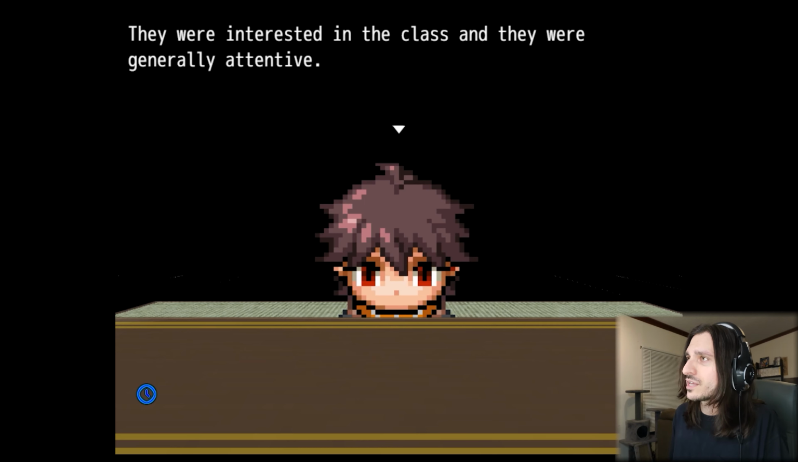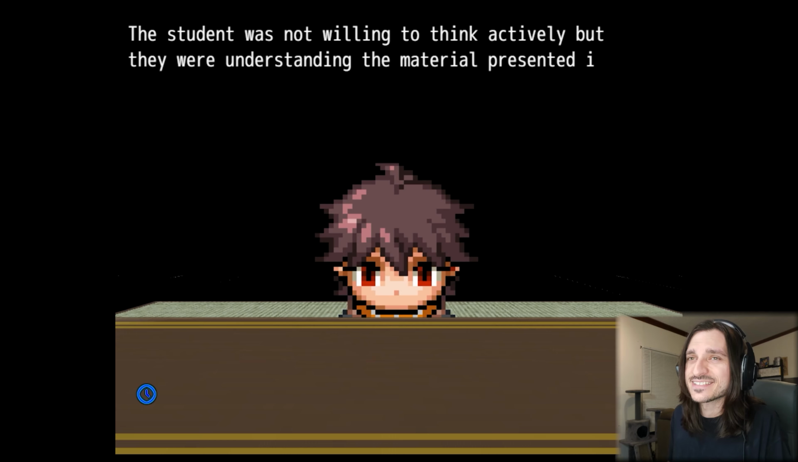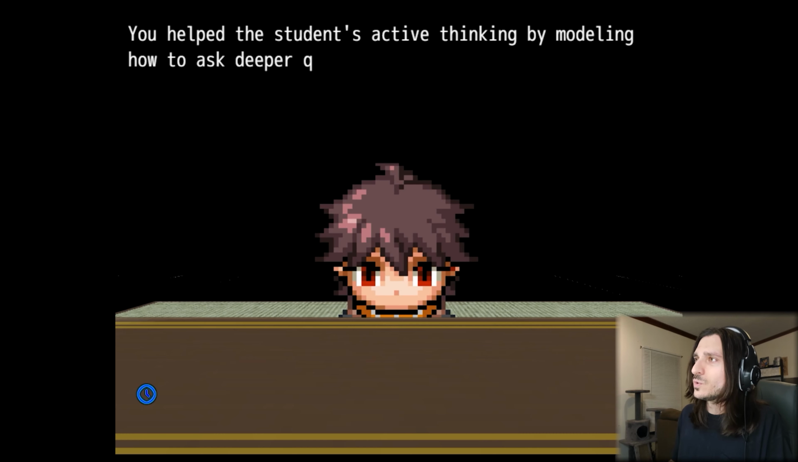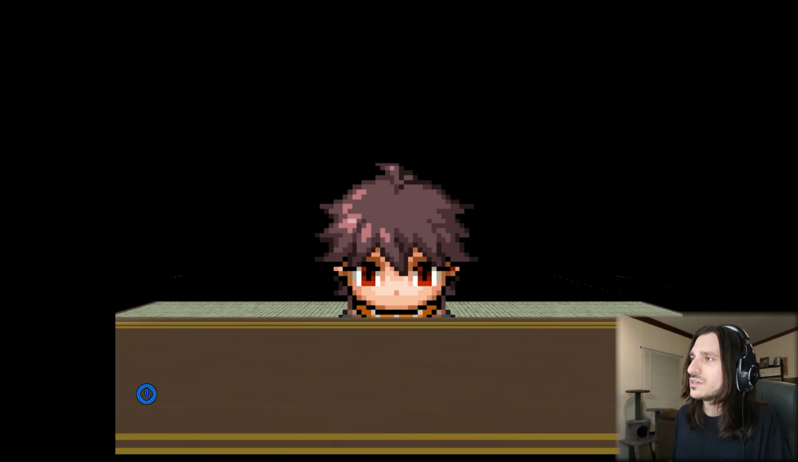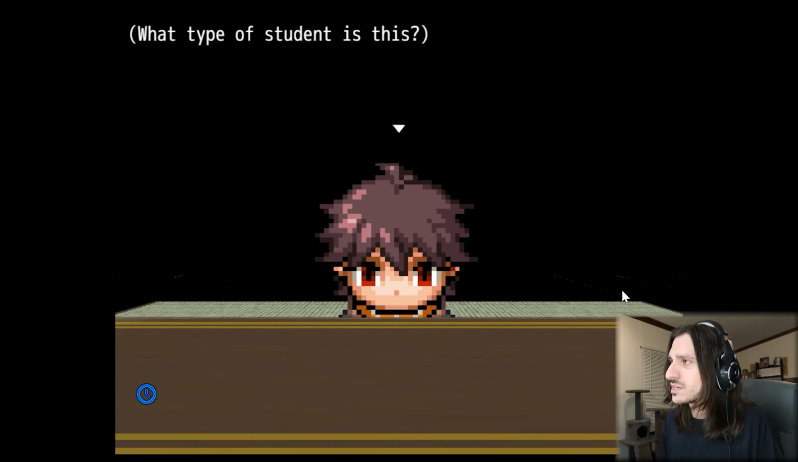They were interested in the class, and they were generally attentive. Hooray! For me, I'm a fantastic teacher. The student was not willing to think actively, but they were understanding the material presented in class. You help the student's active thinking by modeling how to ask deeper questions. Okay, so this is stuff that you might not necessarily think about, I guess.